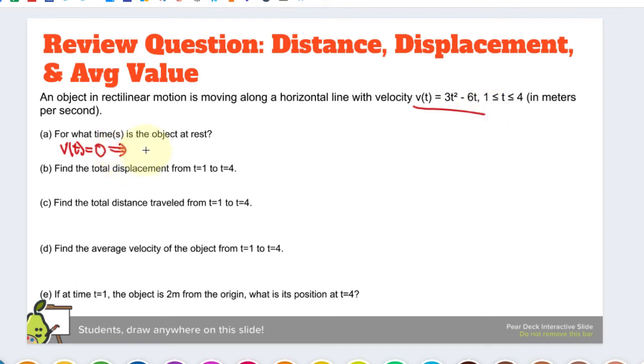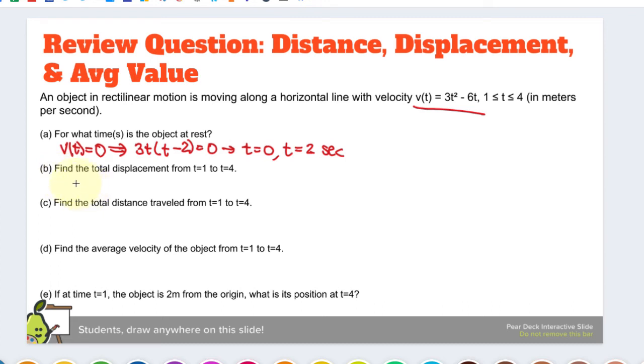So let's go ahead and just factor out a 3t. In other words, when t equals 0 and when t equals 2 seconds, which is our units in this one, our object is at rest. And this is the type of explanation, justification we want to be giving for the AP exam. Now, when they ask us total displacement, I'm going to do this two ways.